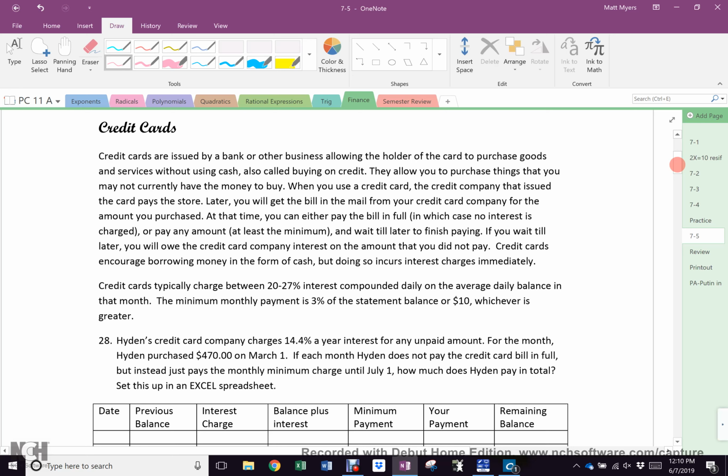I say they're from a bank or other business, but a lot of other businesses have them too. Gas companies have credit cards. You can get a gas card. Department stores have their own credit cards. You can get a card for the Bay. Sears used to have them. Zellers used to have them.